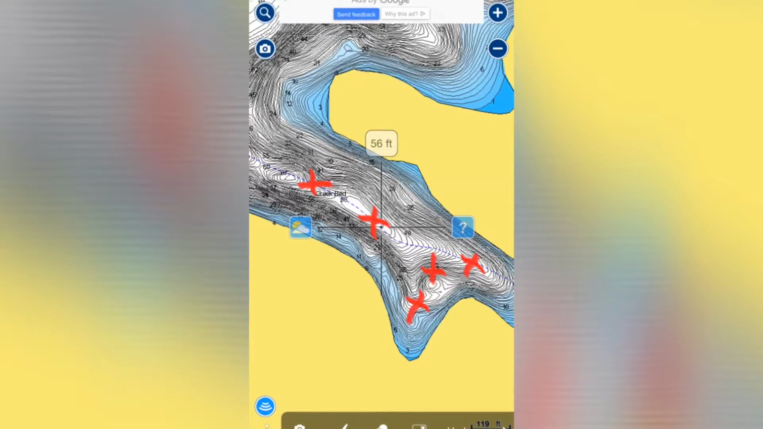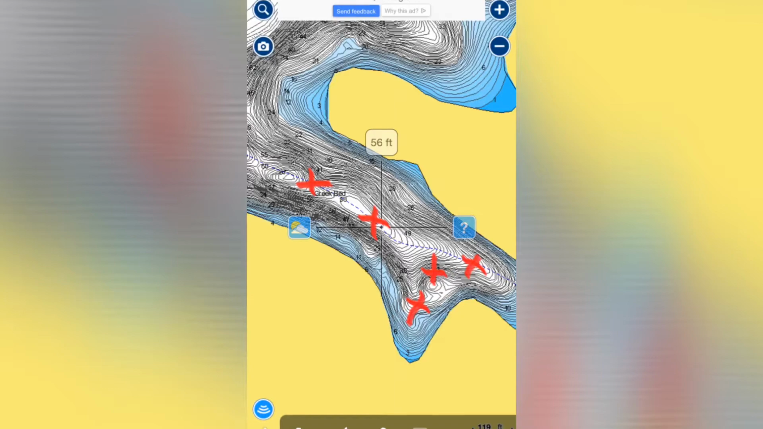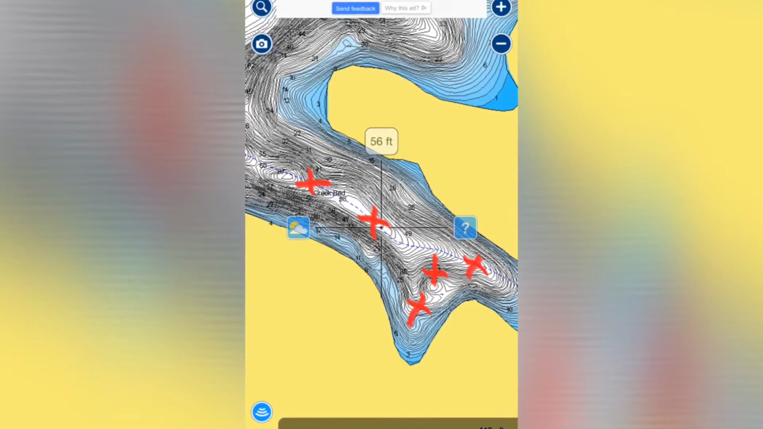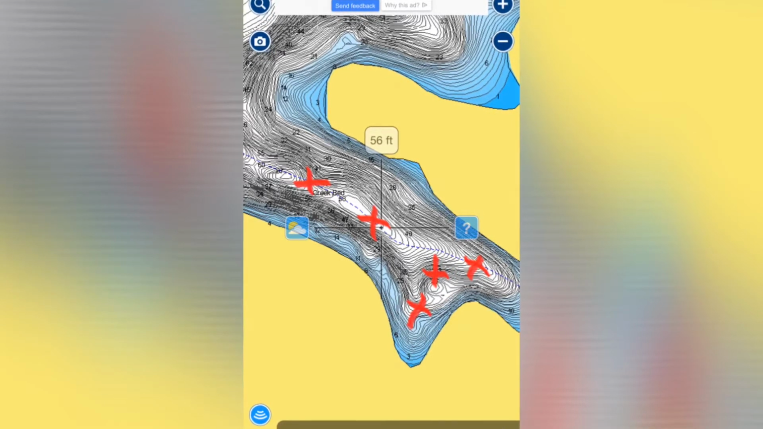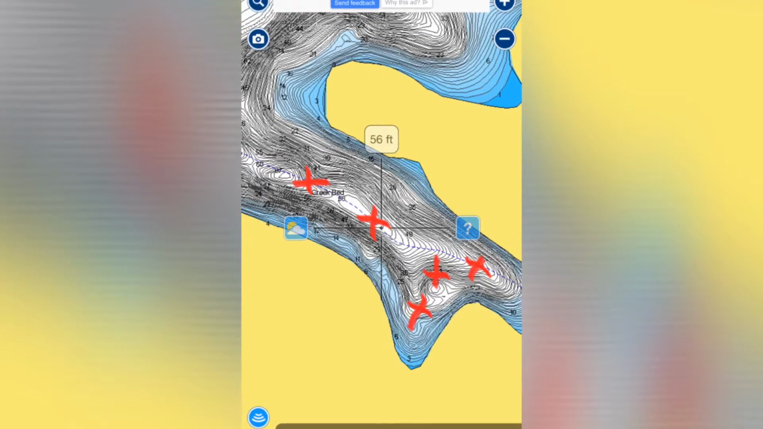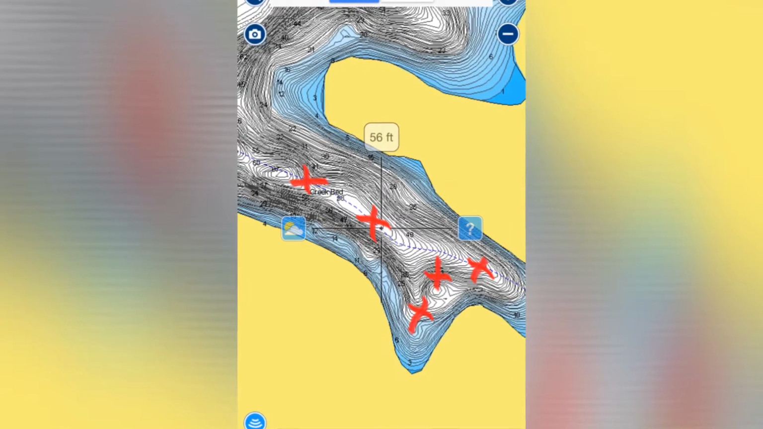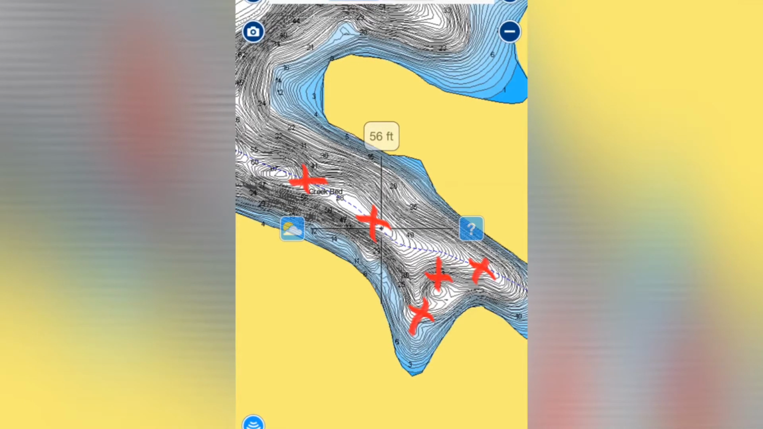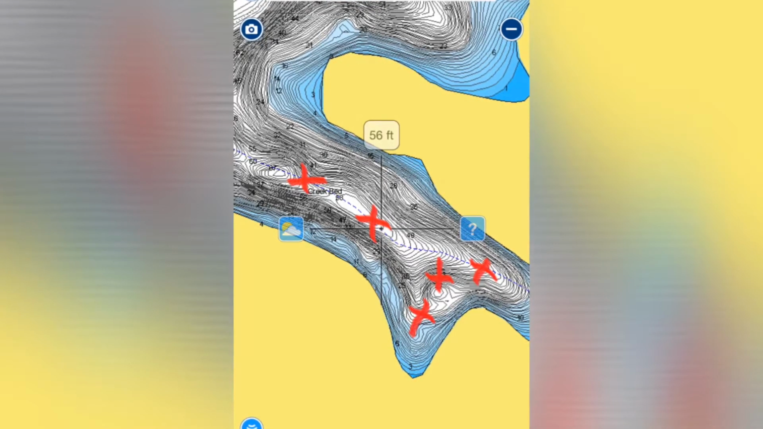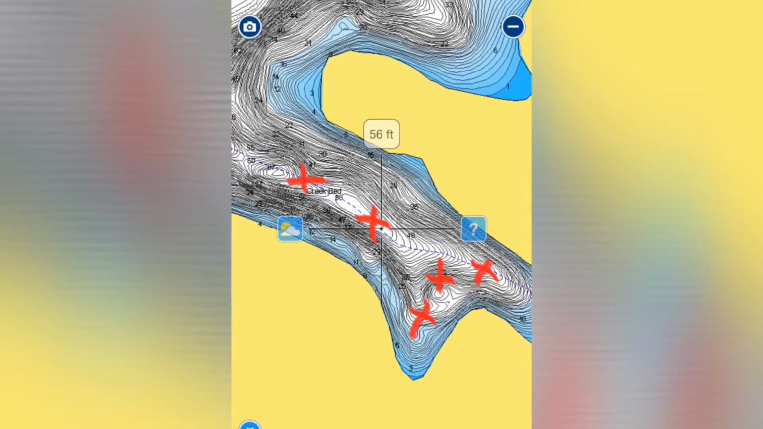I caught them in an array of depth, and you just got to keep an eye on your fish finder, looking for those shad, looking for those fish feeding on those shad, and see what depth they're at, because it can be anywhere again from 10 foot right below your boat all the way down to 40, 50 foot, even deeper at some points. But these are the areas they'll set up on in an area like this.